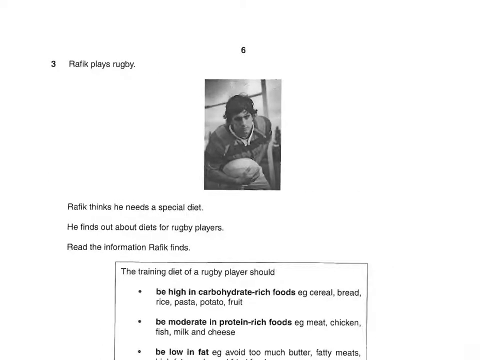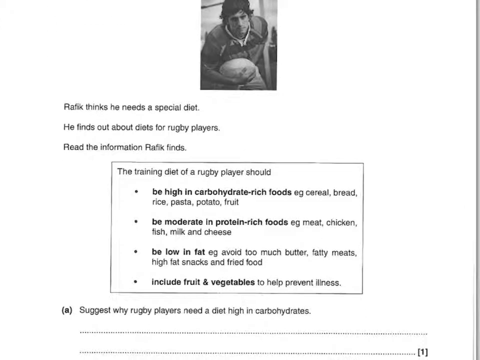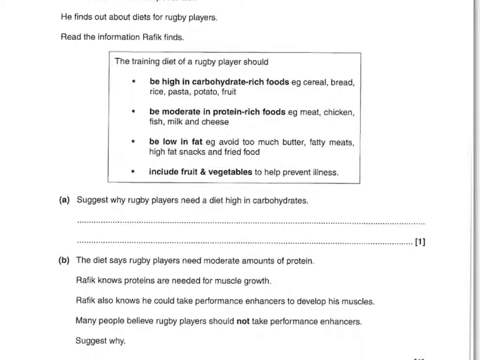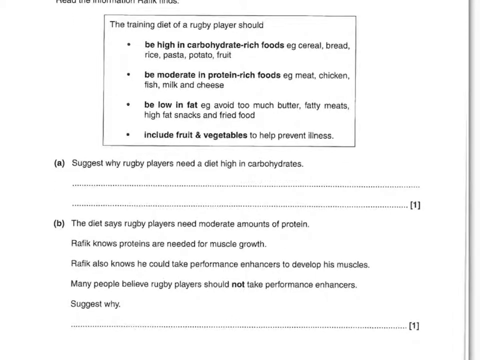Next question says, Rafiq plays rugby. Rafiq thinks he needs a special diet. He finds out about diets for rugby players. Read the information Rafiq finds. So the information says that a rugby player should be eating a diet rich in carbohydrate foods, moderate in protein-rich foods, low in fat, and include fruit and vegetables.